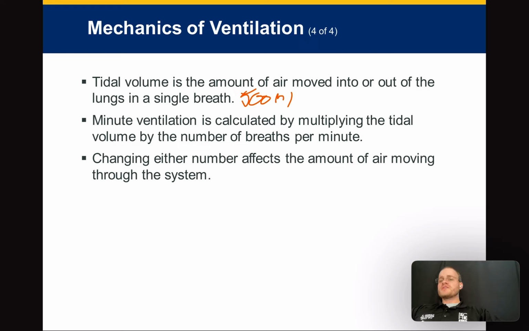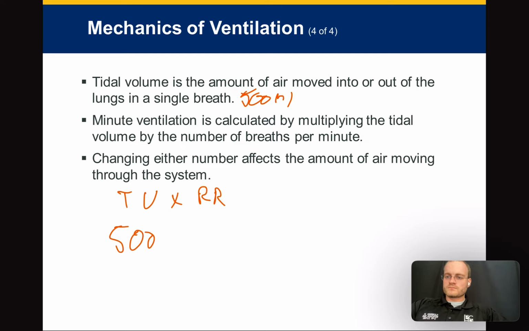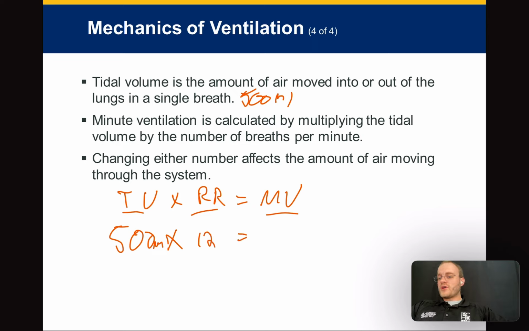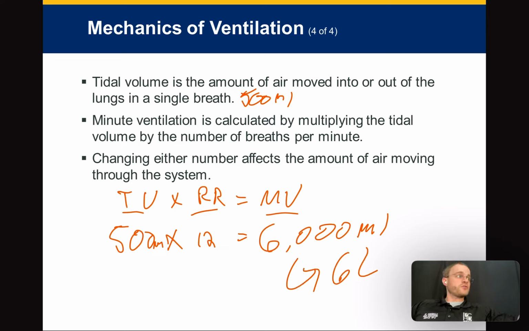Now, minute ventilation is calculated by multiplying the tidal volume by the number of breaths per minute. So, oh my gosh, math time. Tidal volume times the respiratory rate equals minute volume, or minute ventilation. So we do 500 milliliters times, let's say they're breathing 12 times a minute. That's going to equal what? 500 times 12. I'm no expert, and if my calculations are correct, that's 6,000 milliliters, also known as 6 liters, also known as 6 Evian water bottles. And so that is how we would figure that out. Pretty easy math.